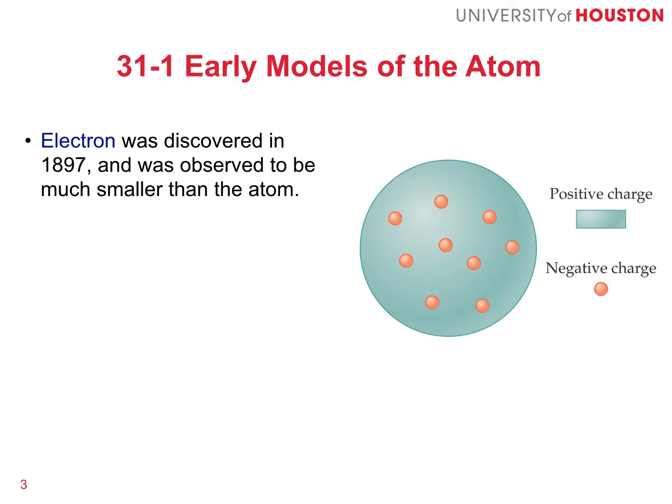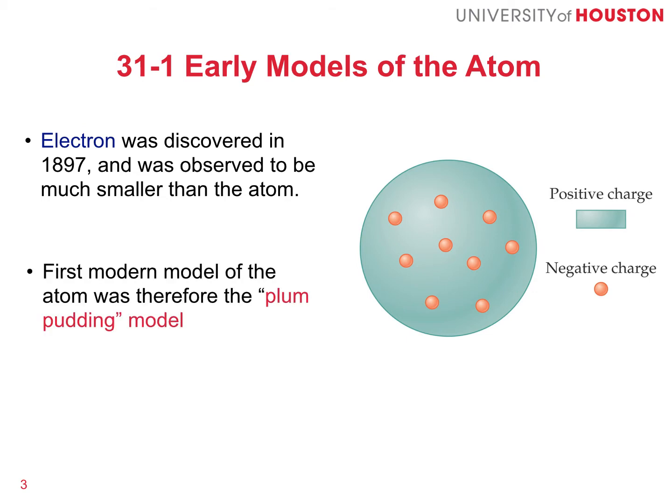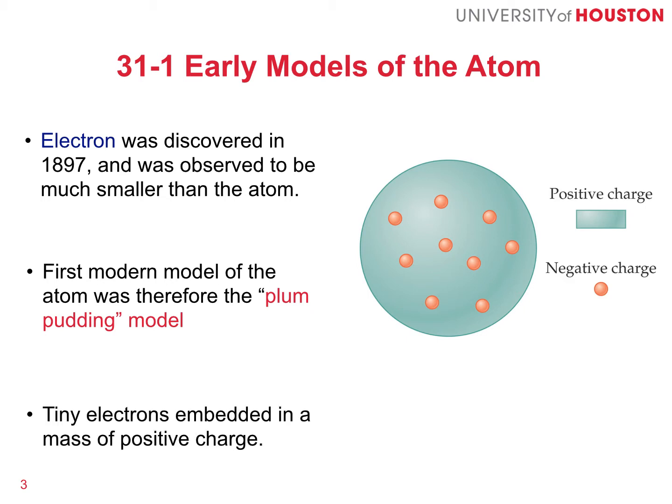The electron was discovered in 1897, and even back then it was observed to have a much smaller size compared to the size of the atom. What was proposed for the atomic structure was something that was called the Plum-Pudding model as a result, and this model hypothesizes that the positive charge in an atom exists in a cloud and the negative charge is embedded in this cloud as tiny dots.